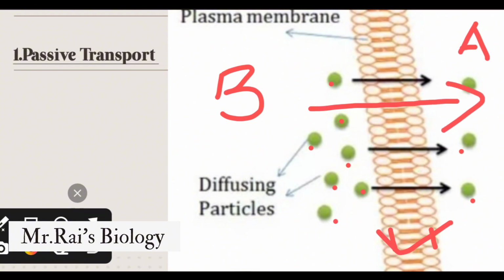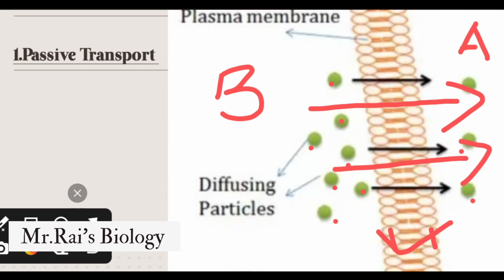This is known as passive transport. The particles move from high to low, and they do not need energy. The passive transport means movement of particles from higher concentration to the lower concentration without using ATP, that is energy.